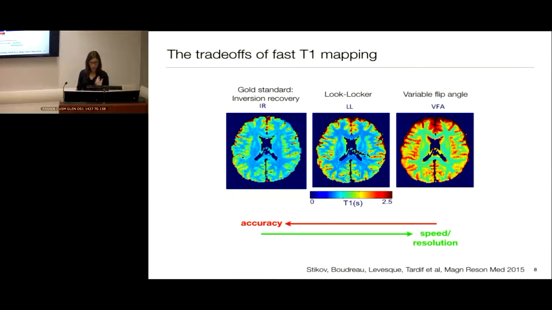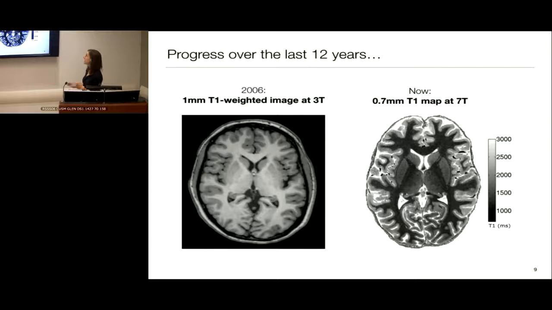So, as I mentioned, the driving force for me using VFA was to look at cortical pathology. And we really made a tremendous amount of progress over the last almost 12 years now. When I started working in MRI in 2006 in Bruce Pike's lab, we were acquiring 1 millimeter isotropic T1-weighted images at 3T. And that took roughly 9-10 minutes. Okay? So now, in about the same amount of time, we're acquiring 0.7 millimeter isotropic T1 maps at 7T.